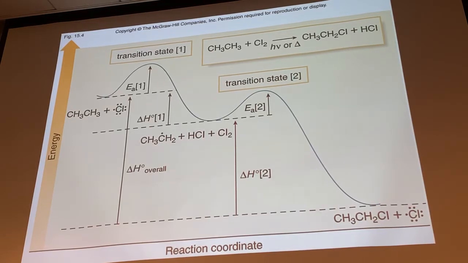So that tells us that the rate determining step of a chlorination reaction, and it'll be the same for bromination, the rate determining step is the first of the propagation steps. The hydrogen atom abstraction step is the rate determining step in halogenations. Okay? But both steps are exothermic.